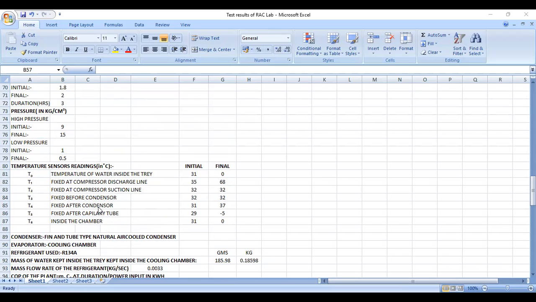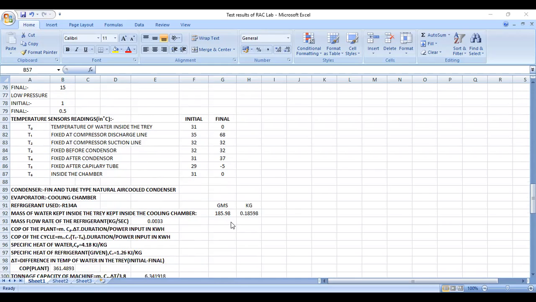Means the sensor fixed before the condenser is at the outlet of the compressor. It remains more or less at the same position. And fixed after the condenser, it is more or less in the same position. The temperature is not changing much. And after the capillary tube, it is cooled, initially 29 and finally becoming -5. Inside the chamber, 31 initially before the start, finally 0 degrees centigrade.